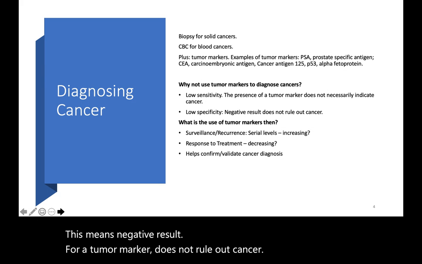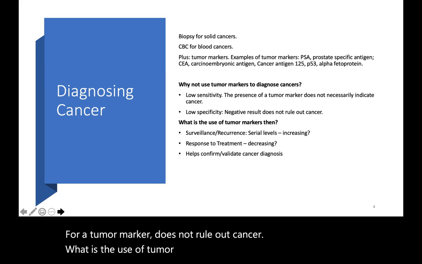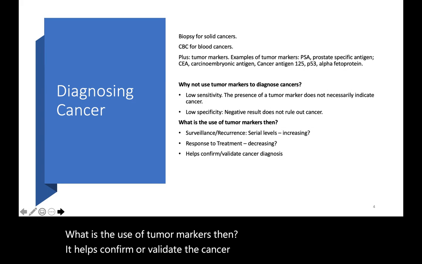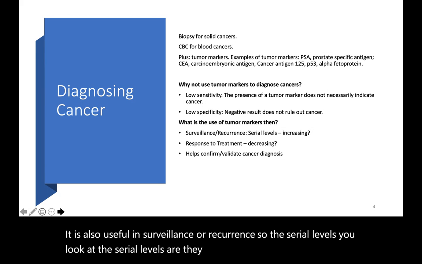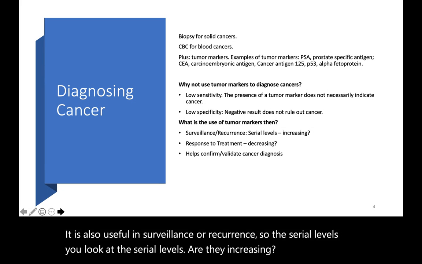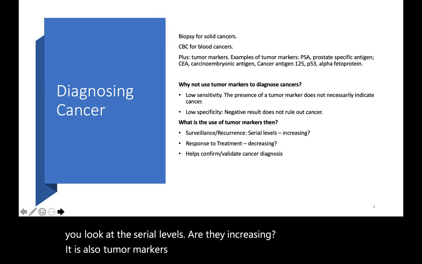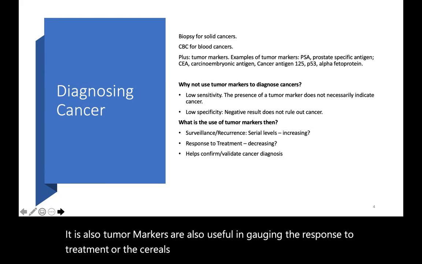What is the use of tumor markers then? Well, it helps confirm or validate the cancer diagnosis. It is also useful in surveillance or recurrence. So you look at the serial levels, are they increasing? Tumor markers are also useful in gauging the response to treatment. Are the serial levels decreasing or the same?